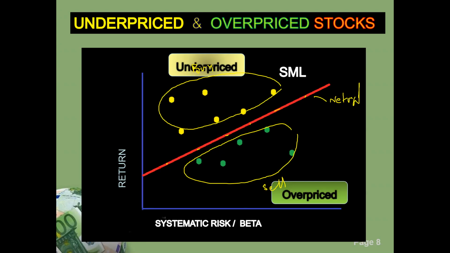Underpriced, when so many people buy, its price will go up a little and it will come back to equilibrium. That's how the market mechanism works. That's how it tells us what to do, which stock is good, which stock is not good, which stock is undervalued, which stock is overvalued.